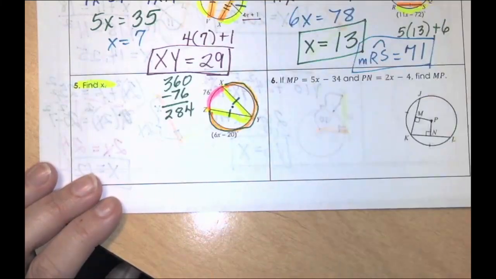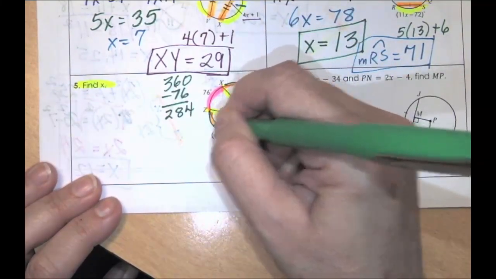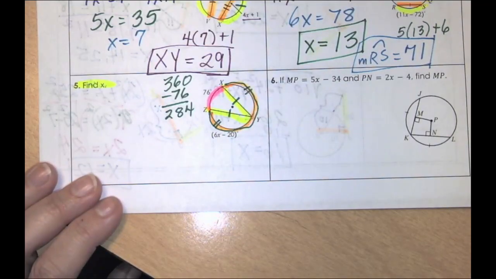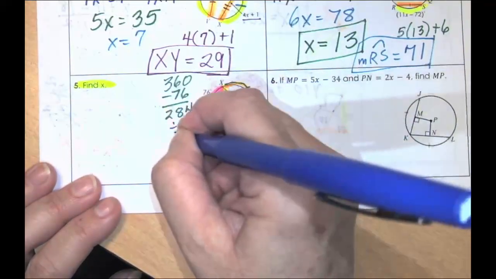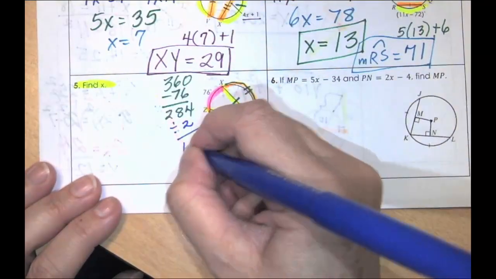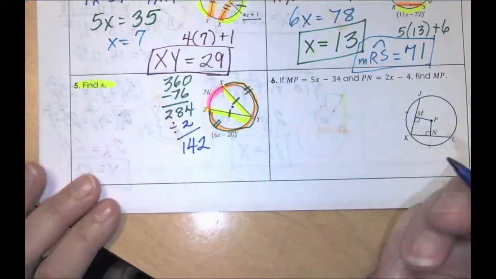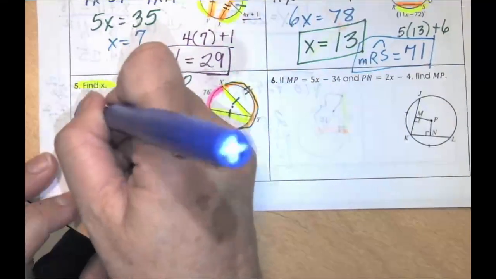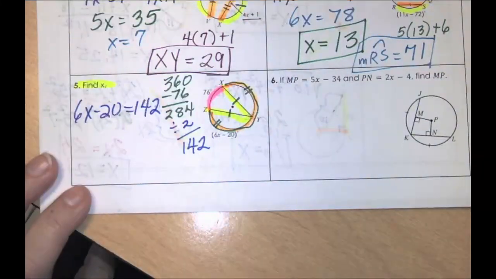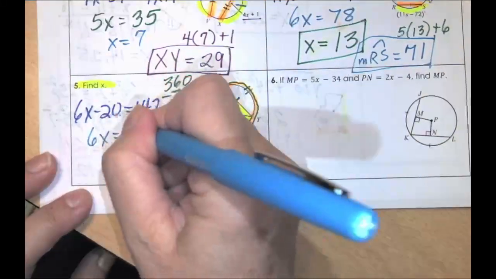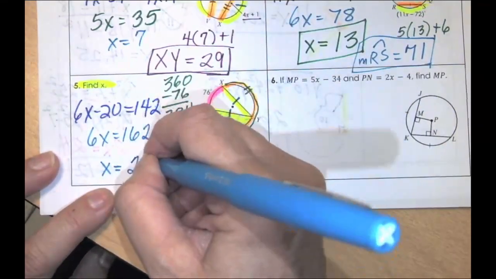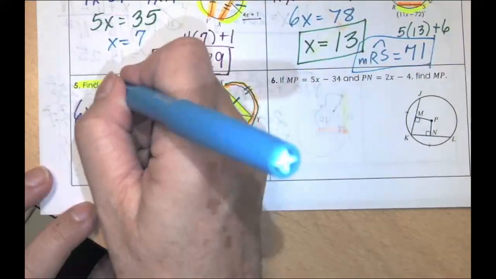Now, don't I know that these are congruent because the chords are congruent? Therefore, couldn't I just divide this by 2 and get that each arc is, excuse me, 142. Therefore, 6x minus 20 must equal 142. And I add the 20, and I divide by the 6. And x is 27. Is that what it asked us for? Yes.